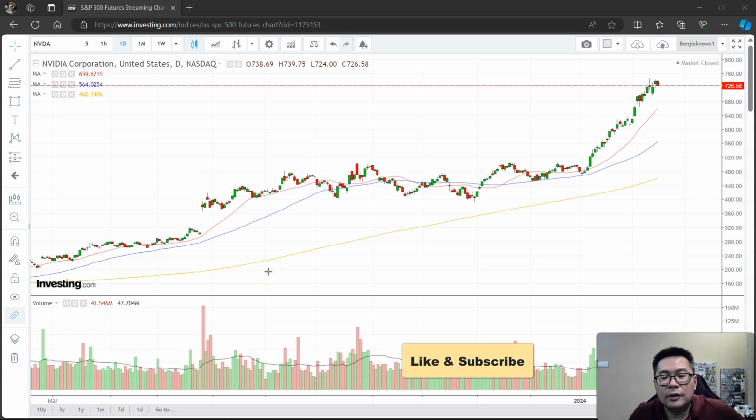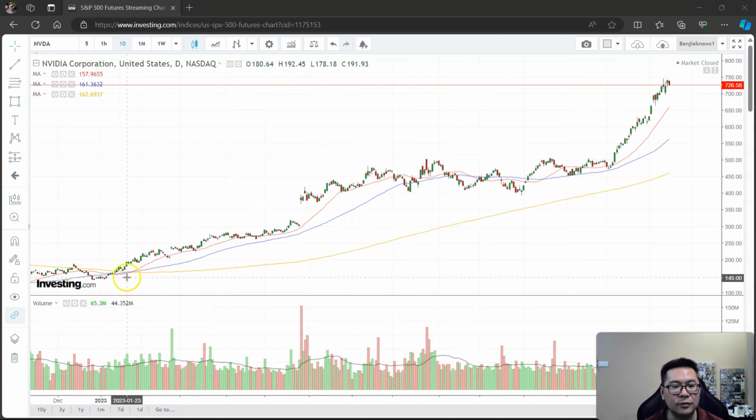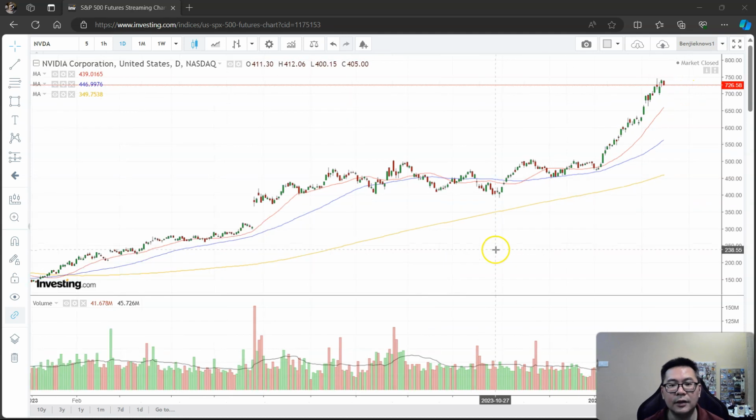Hi, today we're going to look at 7 technical analysis lessons we can learn from NVIDIA's stock chart. So we have here the daily chart of NVIDIA, and the first thing that we can see is that the stock has risen from 100 over to 700. And here's the technical analysis lesson number 1.